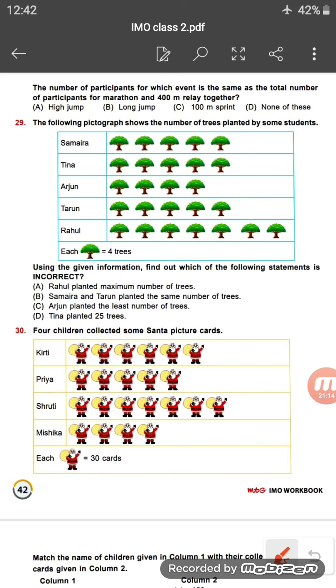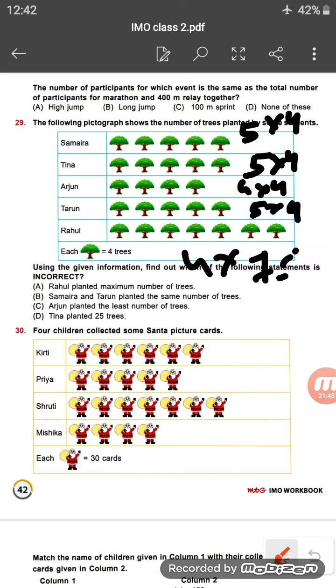Samaira planted 1, 2, 3, 4, 5. If this symbol stands for 4 trees, then 5 into 4 is 20. Next, 1, 2, 3, 4, 5, again 5 into 4, 20. Then 1, 2, 3, 4, 4 into 4, 16. Then 1, 2, 3, 4, 5, 5 into 4, 20. Then 1, 2, 3, 4, 5, 6, 7, it is 4 into 7, that is 28. So 20, 20, 16, 20, 28.